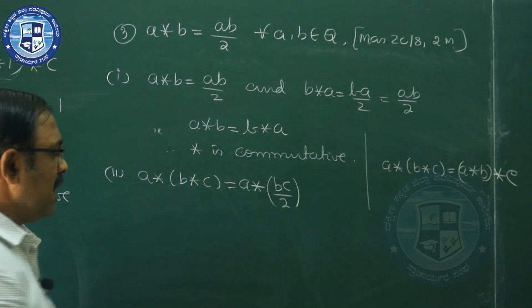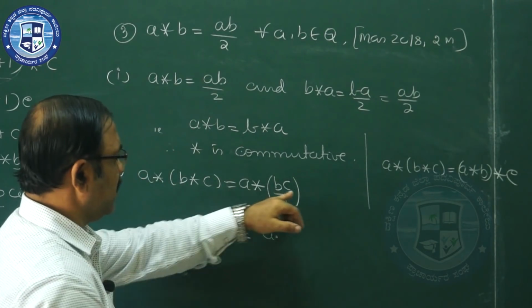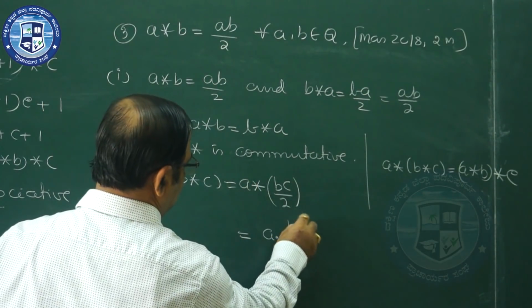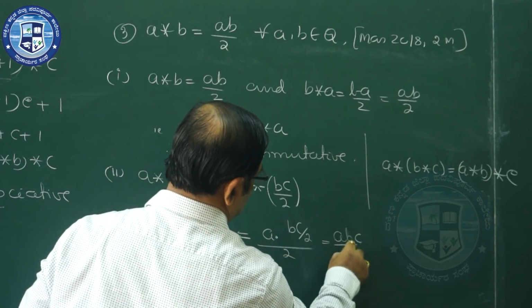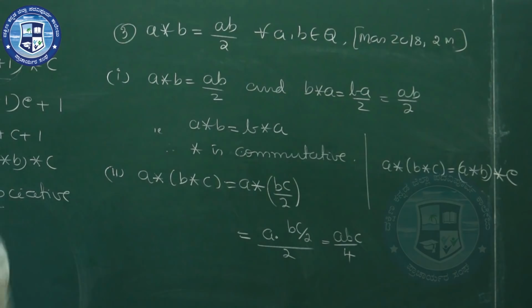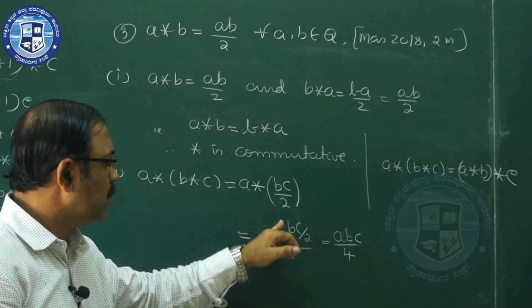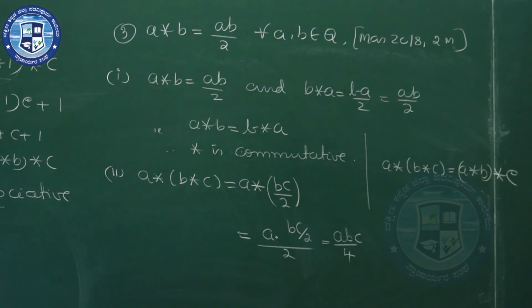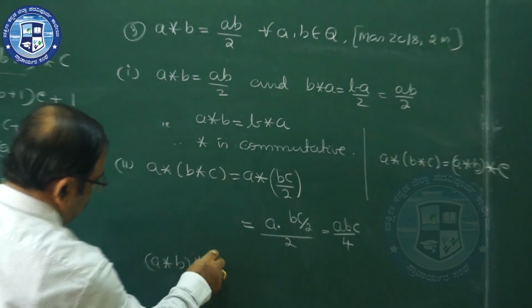Okay, by definition, A star B is AB by 2. So B star C is BC by 2. Now, this is nothing but A star B, that is A into BC by 2, by 2. That is ABC by 4. See, A star BC by 2, so A into BC by 2, by 2, is ABC by 4.